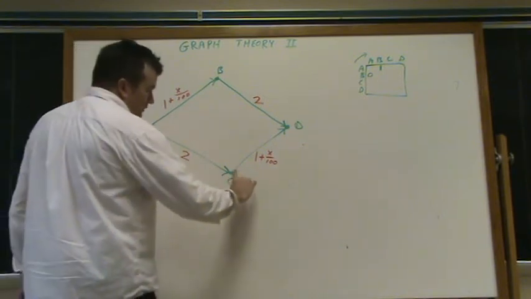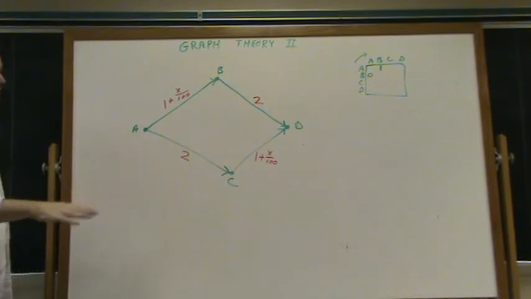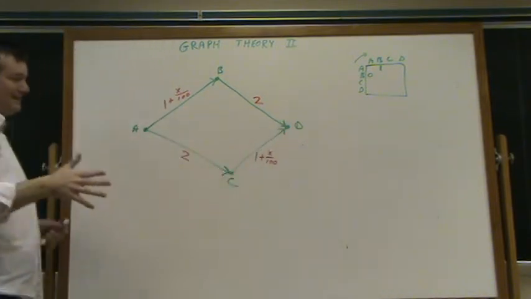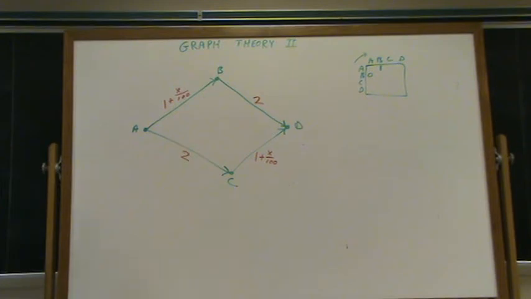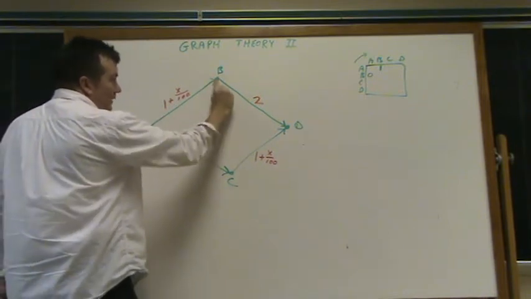Then, to go from point B to point D takes 2 hours. It doesn't matter if you're the only car or if there's tons of cars, it will always take you 2 hours. These roads, this road and this road, only have 2 lanes. And if there's a lot of traffic, you're going to slow down. So if you're the only car on the road, it will take you 1 hour.